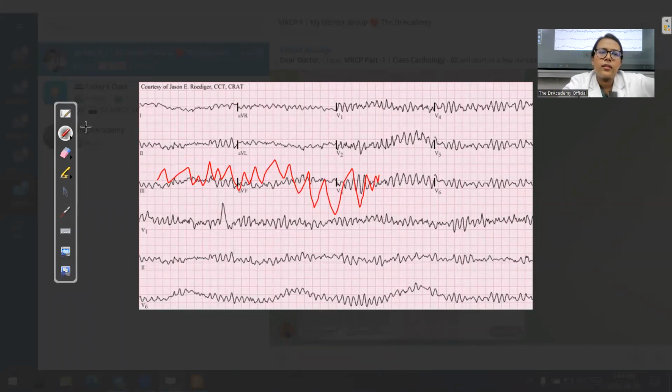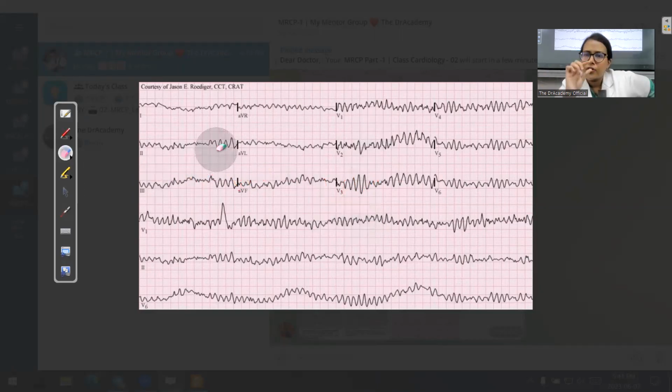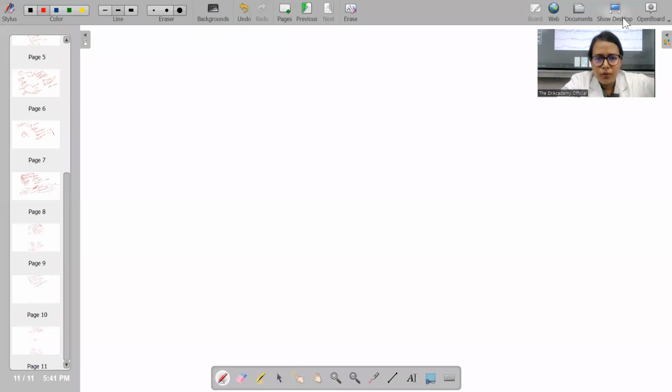Okay, so the atrial flutter and the ventricular fibrillation will look very similar, but atrial flutter occurs at regular intervals, because I couldn't draw it. So atrial flutter waves occur at regular intervals, and the ventricular fibrillation will be entirely irregular.